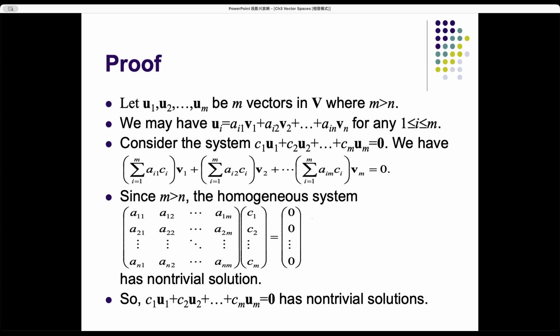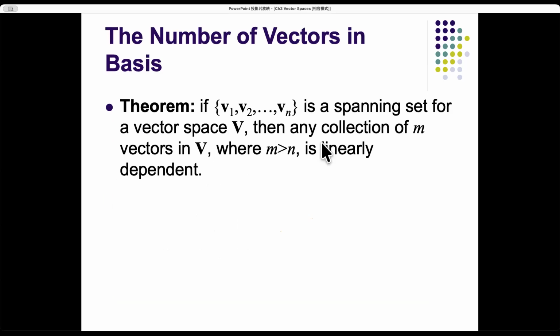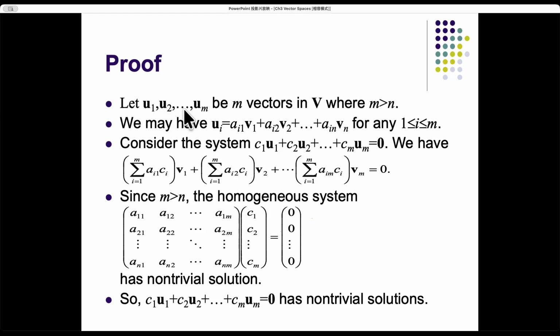Anyway, let u1, u2, up to um be those m vectors in V, where m is greater than n, so we have more vectors than n here. Eventually, we need to show that these m vectors, u1, u2, up to um, are linearly dependent, right? We need to show that. But before we do that, let's consider this. Each of these ui is a vector in V, right?